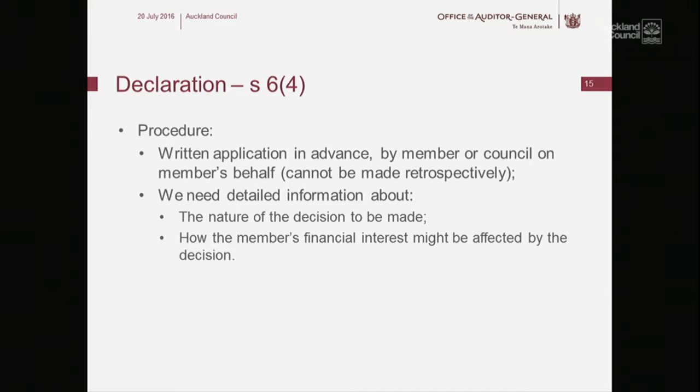So the procedure for either of those is a written application in advance by the member or the council on the member's behalf. So this would follow the process that Catherine has offered, where members work through what their interests are and how they might be managed. And we're happy to be part of that process as necessary. We would need detailed information to understand what the financial interest is and what the nature of the decision is to be made, and how that decision might affect the member's financial interest.